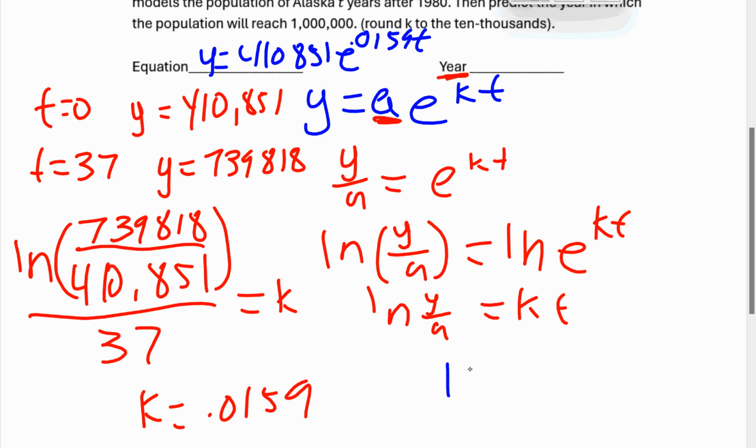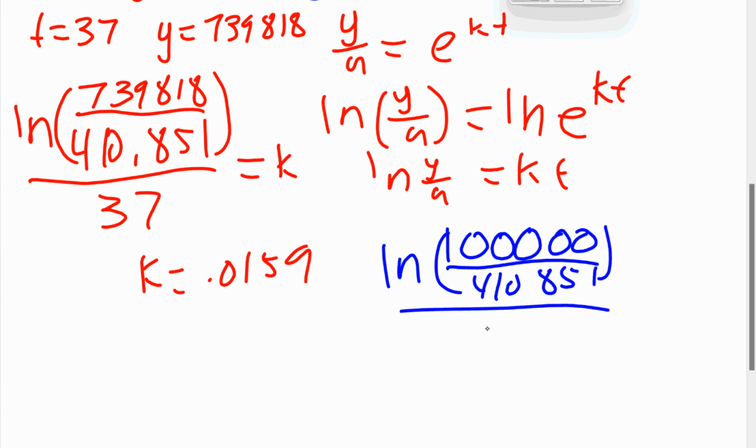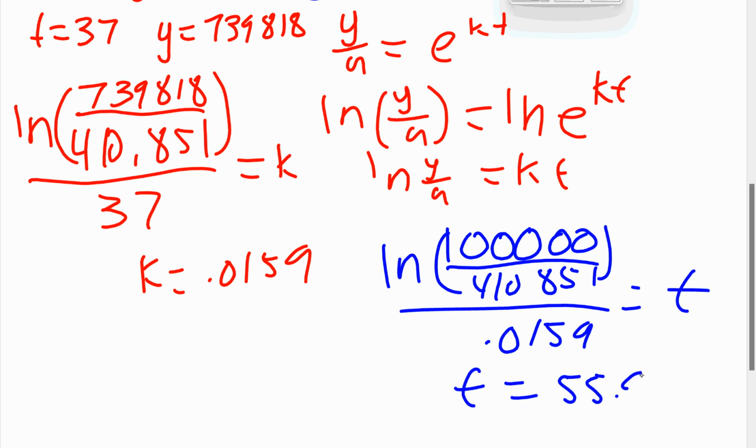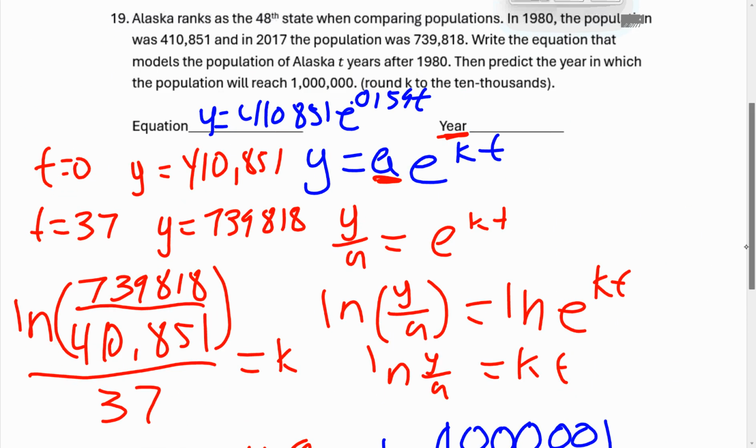When will it reach 1 million? So when will our ending amount, our y, reach 1 million? Well, I divide that by our a, which is 410,851. I take the ln of that, and then I divide that by my k, which I just found is 0.0159, and that's going to equal my t. My t is approximately 55.9, so about t equals 56 years later. If I add that to 1980, 56 years would be 2036.